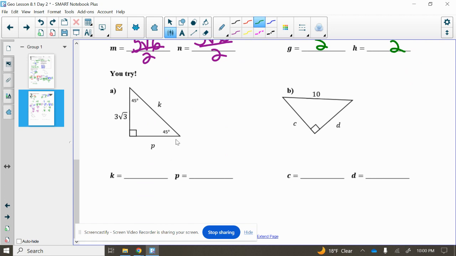Two final examples for you to try. This time you are given one of the legs. And on this one, you again are given the hypotenuse. My apologies that did not print.